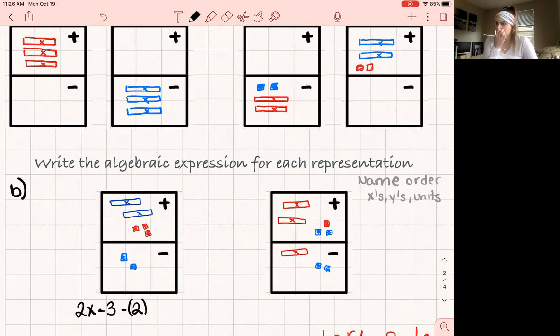Okay, if we look at this next one, starting in my positive region, I have 2 negative x tiles. So I'm going to start with negative 2x. I have 2 positive unit tiles, plus 2, and a negative unit tile, minus 1. Okay, now I'm going to go down to the opposite of zone. So this is stuff that goes in parentheses with the negative in front of it. I have a negative x tile, so negative x, and I have 2 positive tiles, so plus 2. So I want to write this like that.